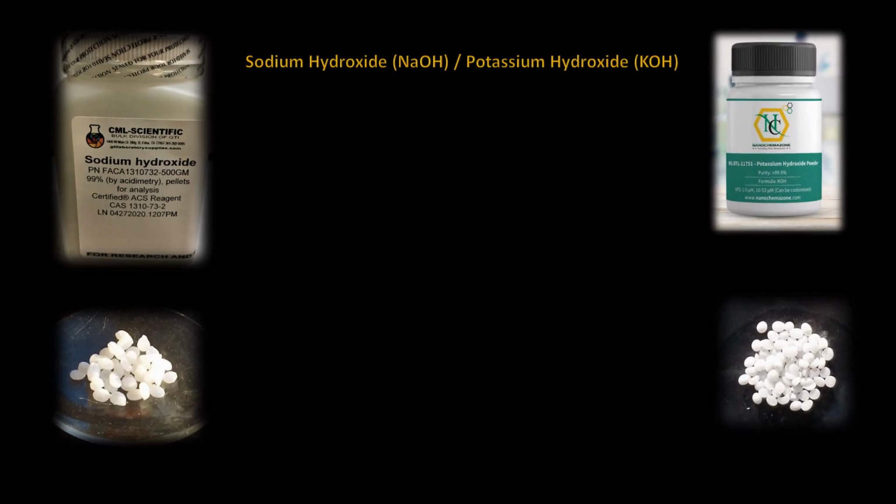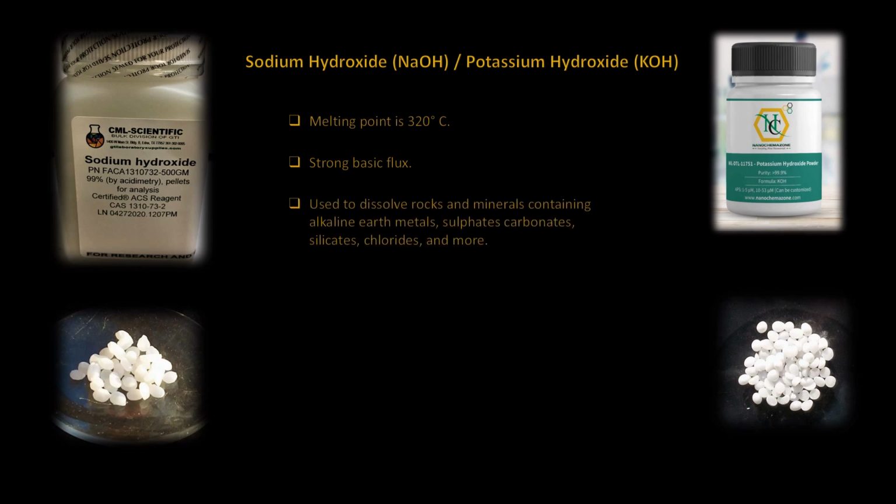Both sodium and potassium hydroxides have melting points of 320 degrees centigrade, approximately. They are very strong basic fluxes that are used to decompose rock samples that contain alkaline earth metals, sulfates, carbonates, silicates, chlorides, and more. Now, these two chemicals are very hard to obtain in highly purified form, and because of this fact they are very expensive.